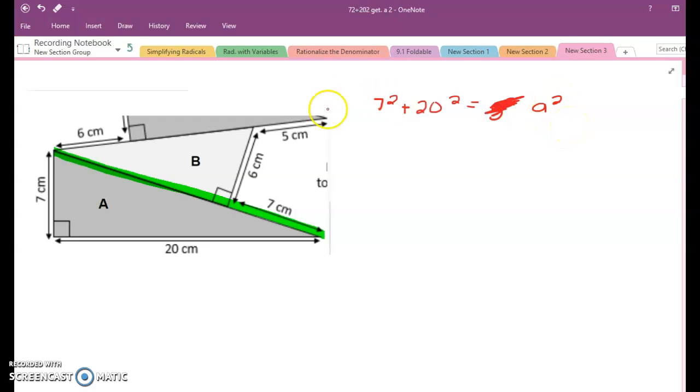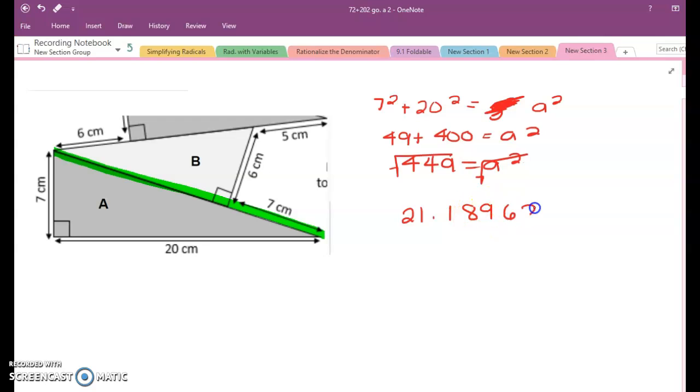Okay, so 49 plus 400 equals a squared. And then that's just 449 equals a squared. Now to undo a square, we square root it. Okay, so the square root of 449 gives me 21.18962. Now on these, since we're going to use this over and over and over again, go ahead and round to at least 3 decimal places. Okay, I'm going to round to 4 here.